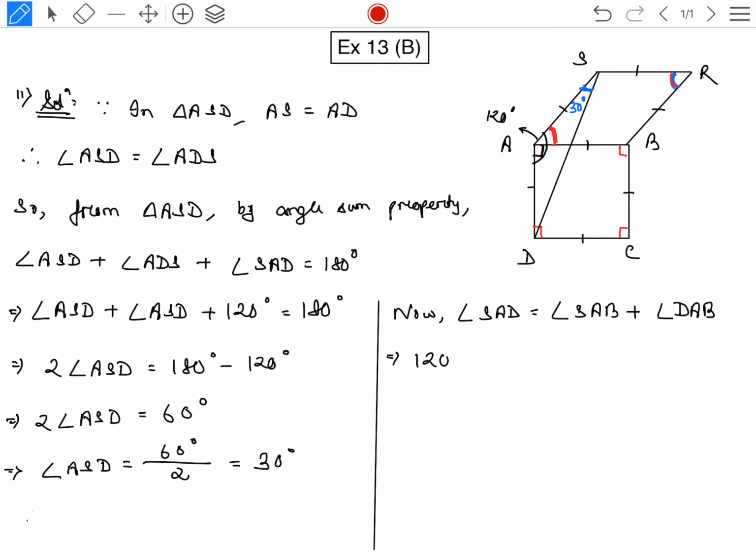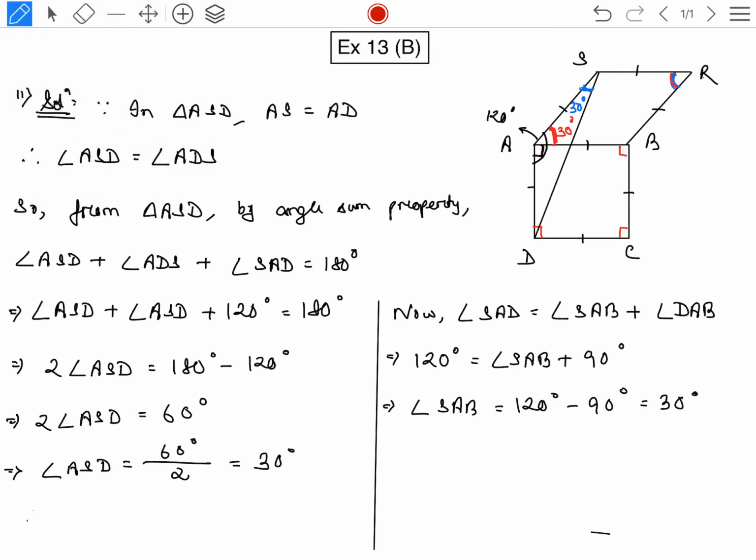That means 120 degree equals, in place of SAB we need to find a value. We cannot put anything, but in place of DAB we can put 90 degree because it is a right angle of a square. That means angle SAB will be 120 minus 90, that is how much? 30 degree. So angle SAB, how much you have got? 30 degree.